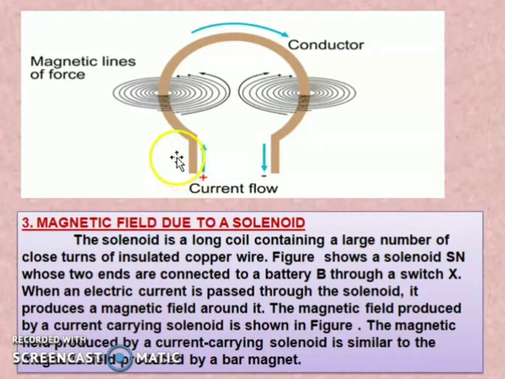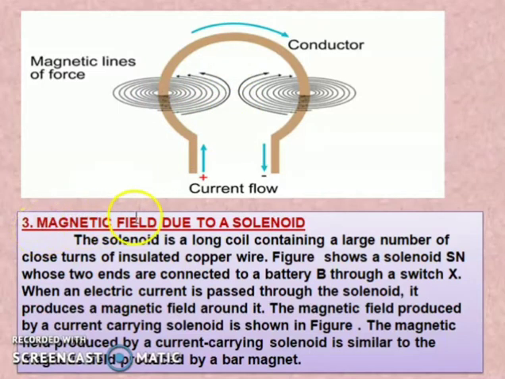So you can see this coil and its magnetic field of force. This is a coil, and here the current is flowing. As the current flows, you can see the concentric circles become bigger and bigger. At last it becomes a straight line.